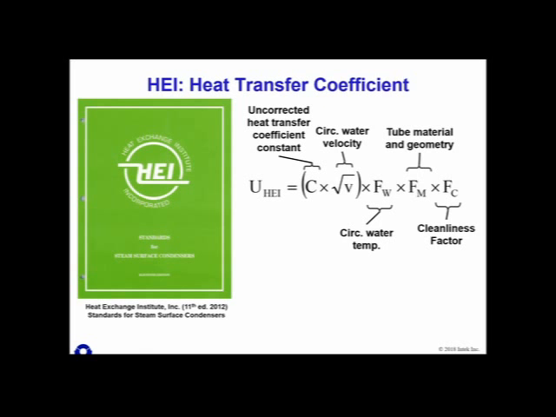So I want to talk about the HEI method and give you the basis for the formulation. This is the basic equation that Orrock developed. The heat transfer coefficient, the U-HEI, is equal to a product of all of these coefficients and values. And so we'll go through one by one each of these.